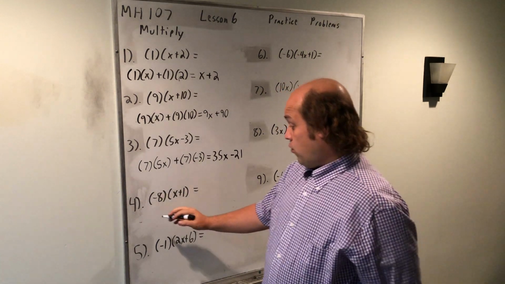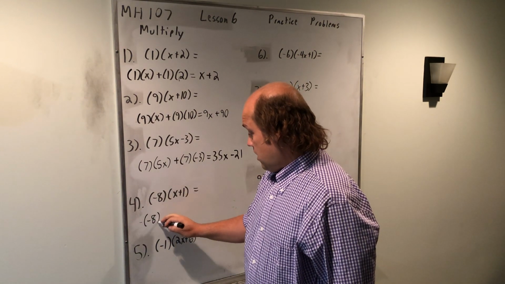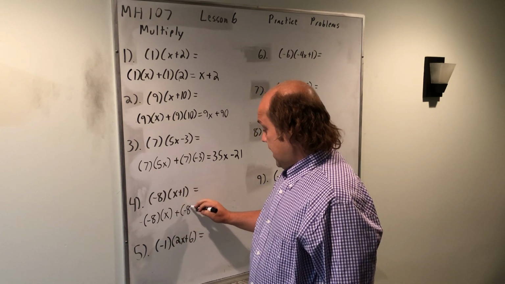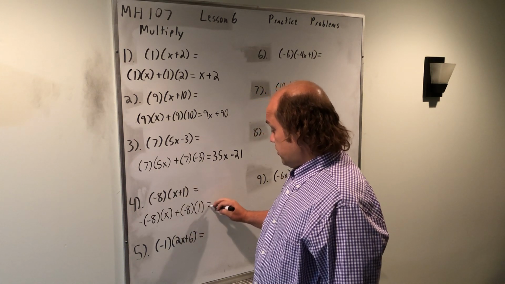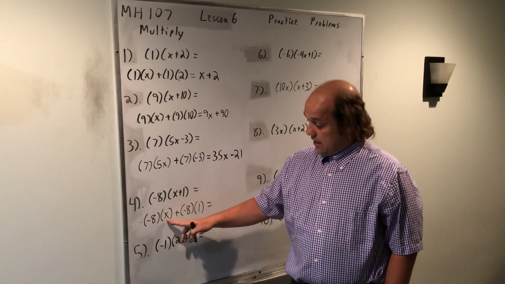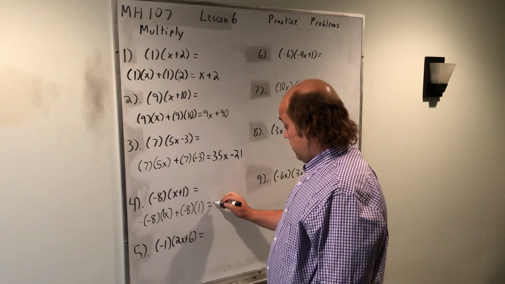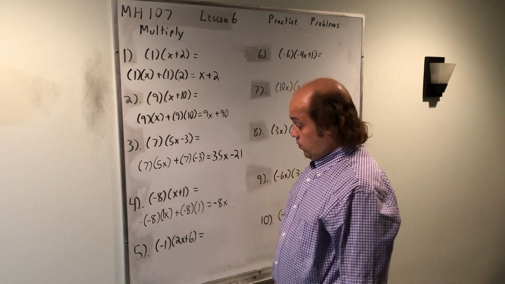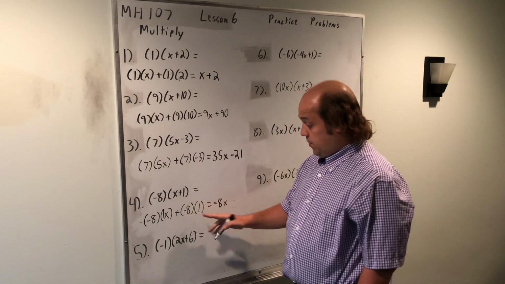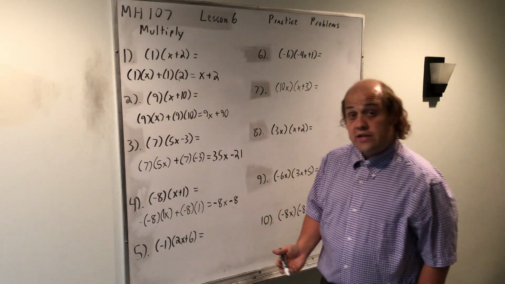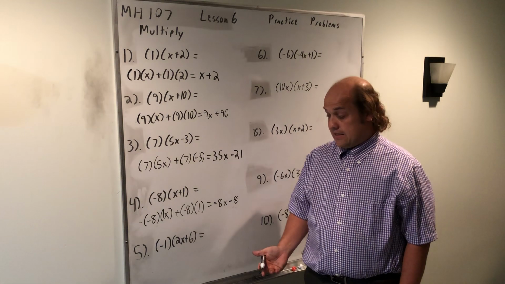In problem number 4, I'm taking this negative 8, I'm multiplying it by the first term x, then I'm taking the negative 8 and I'm multiplying it by the second term 1. Negative 8 times an understood 1x, well negative 8 times 1 is negative 8, and then that x stays with it. Negative 8 times positive 1 also gives me negative 8. So my final answer is negative 8x minus 8.